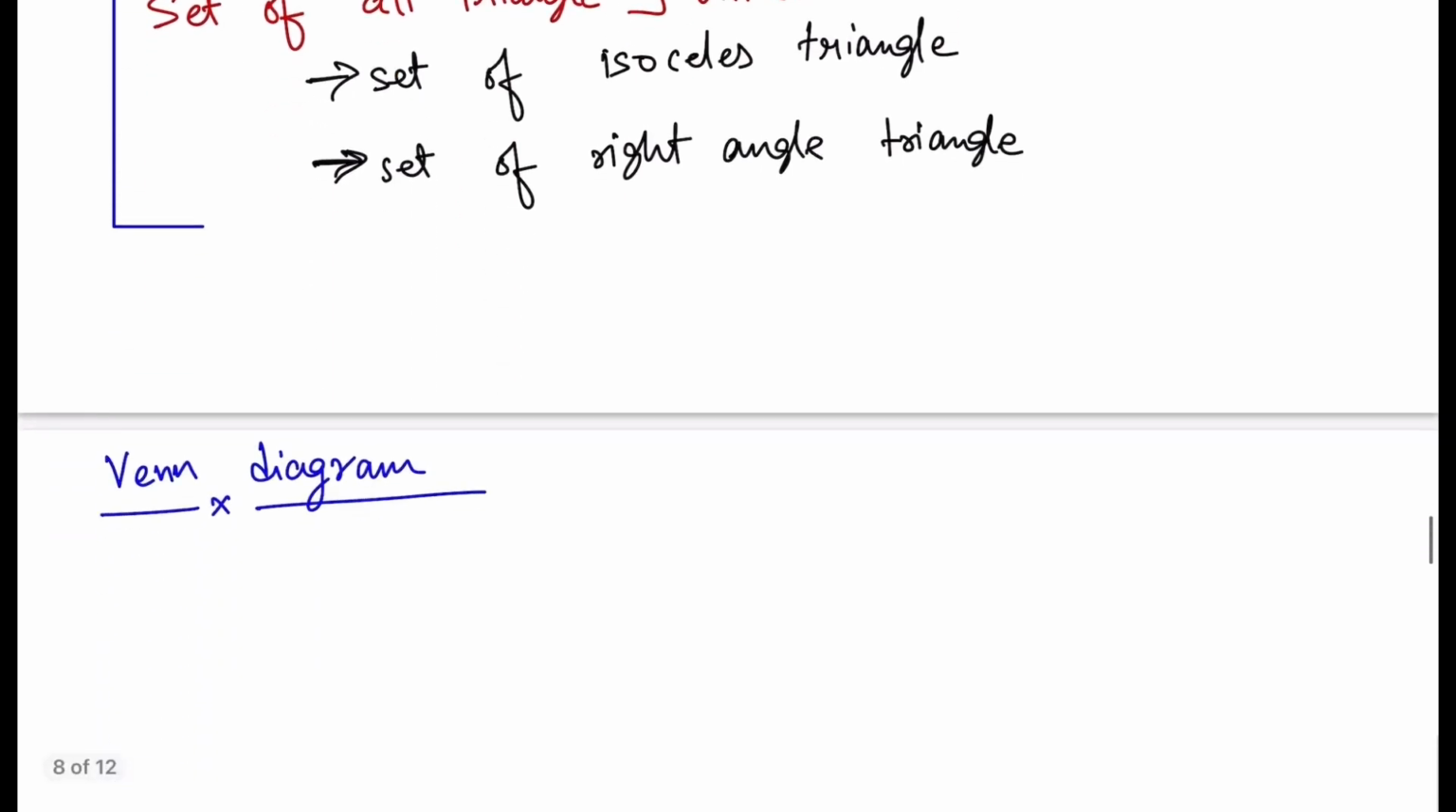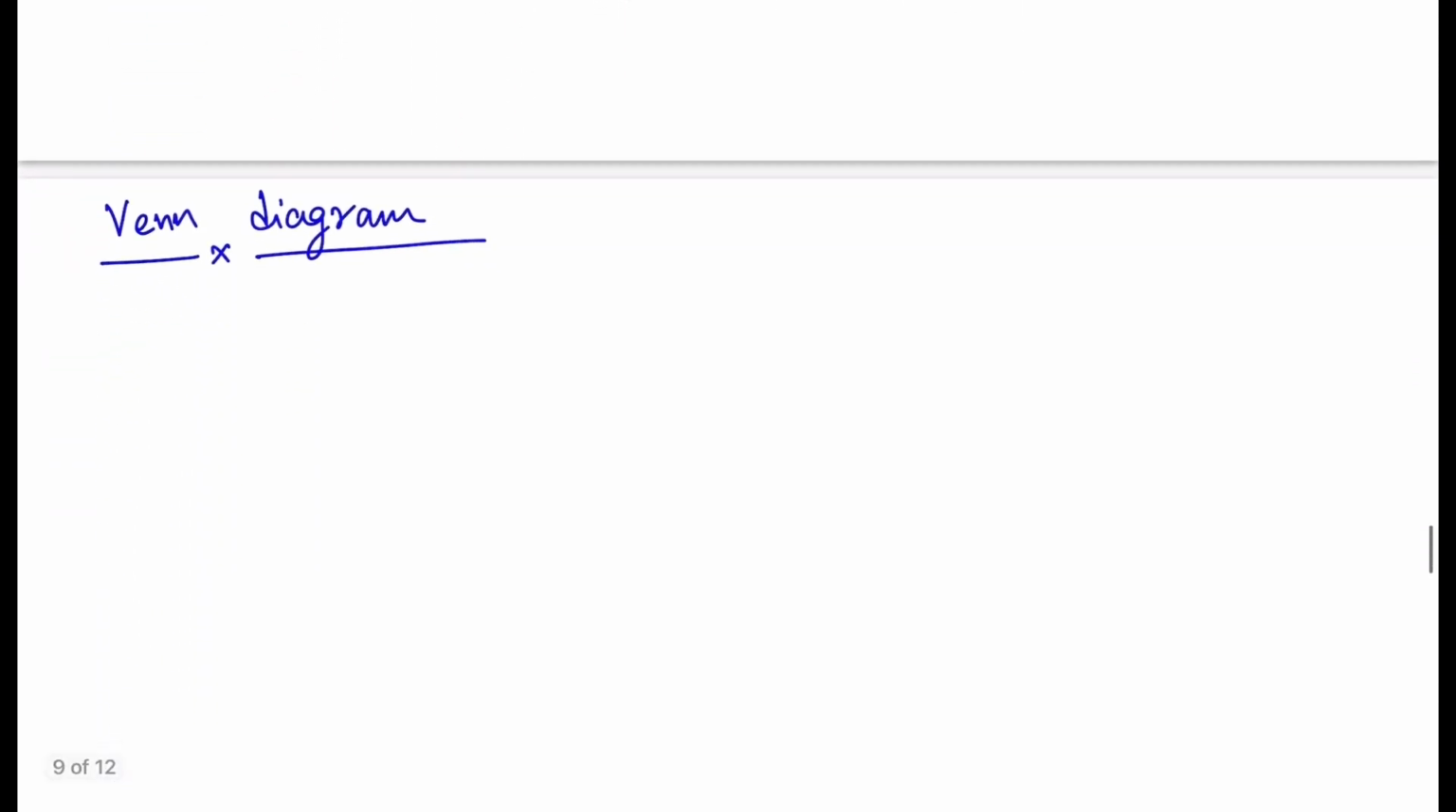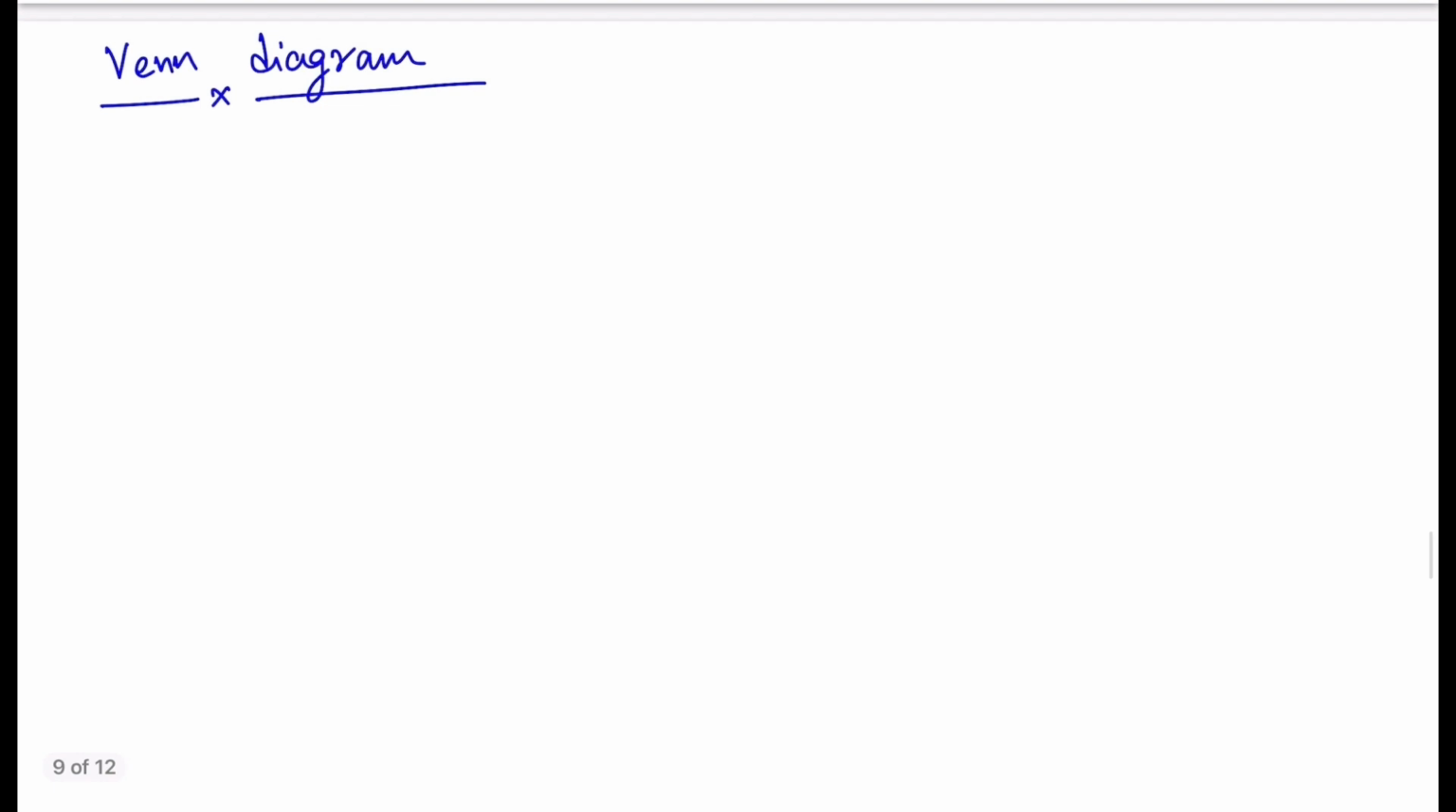Now we'll move on to how to draw a Venn diagram. How to draw a Venn diagram for any given set. Let's say we are given universal set U that has elements -1, 0, 1, 2, 3, 4, 5, 6. These are the elements that U has.